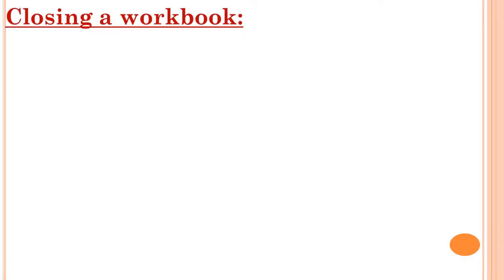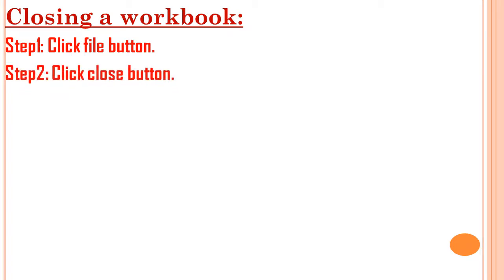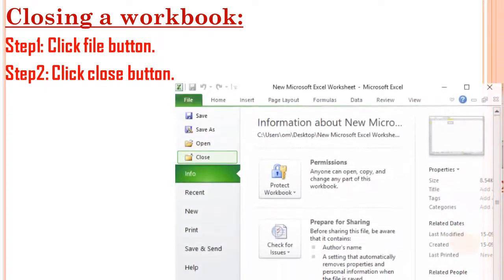Next topic is about closing a workbook. Closing a workbook means once you have saved your workbook with the file name, you close the workbook, right? To close the workbook, you need to perform some steps. Step 1, click the File button, which is present at the upper left side, right? Step 2, in that File menu you will get a drop down list. In that list the Close option will be there. You need to click that Close option.